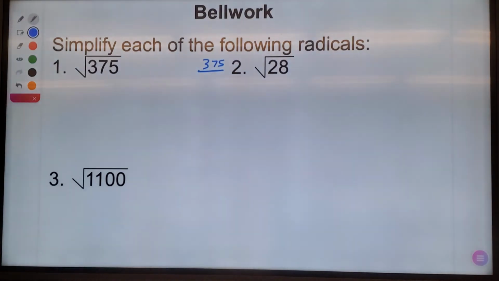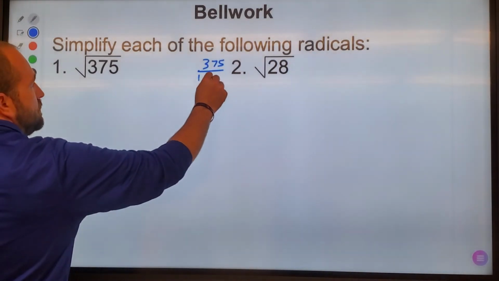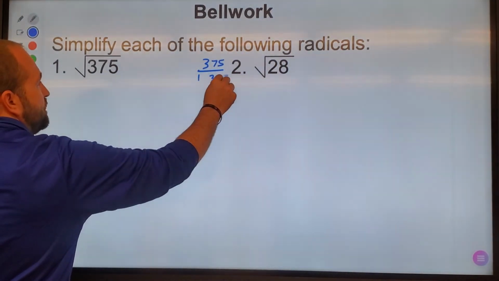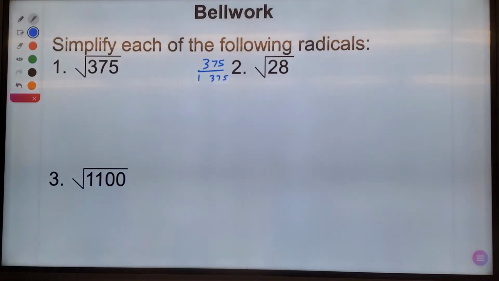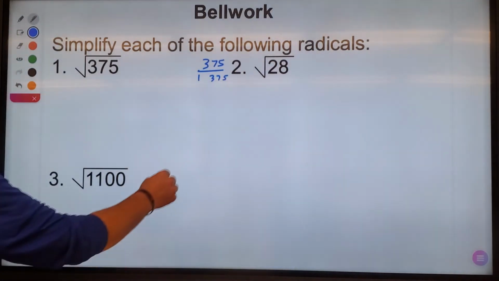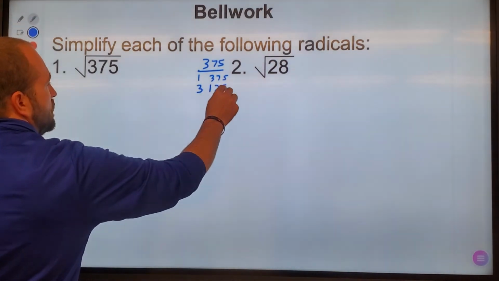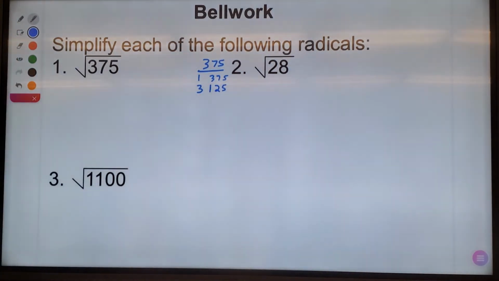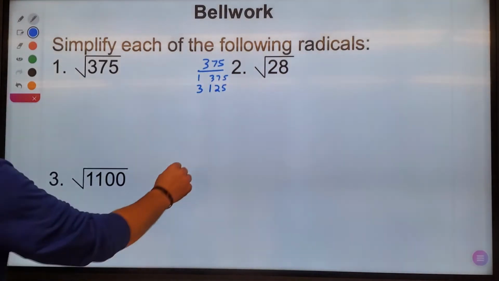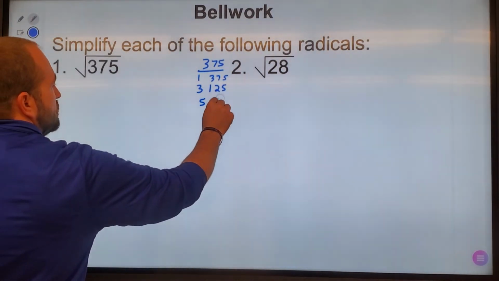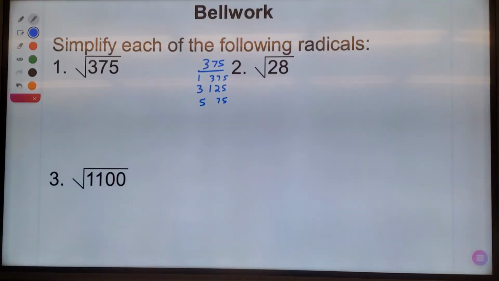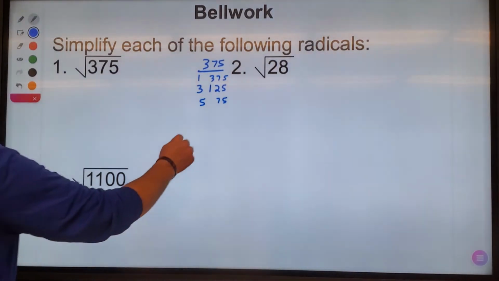And I'm going to factor it out. I have 1 times 375. 2 does not work, but 3 times 125. 4 does not work, but 5 times 75. 6 does not work. 7 all the way through 14 do not work, but 15 times 25 does work.